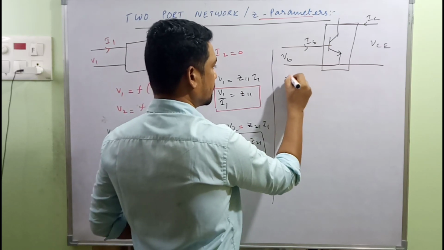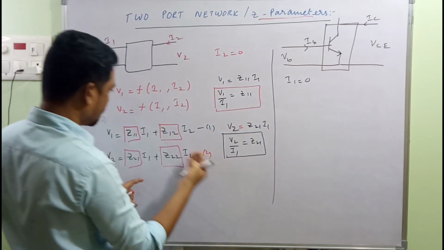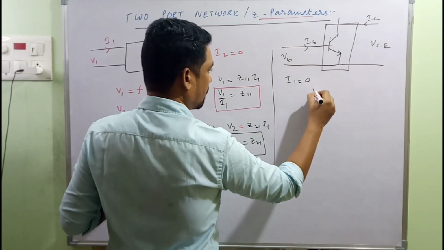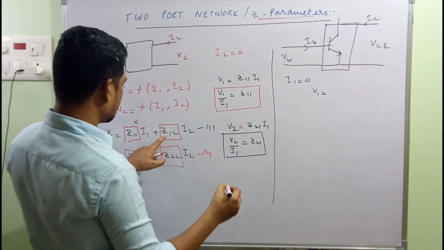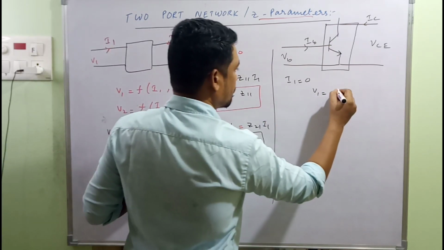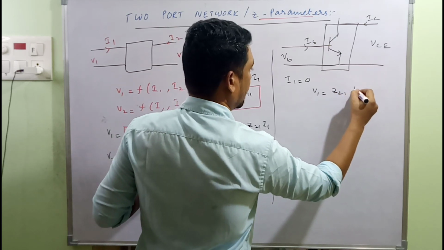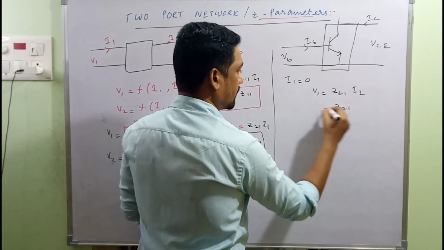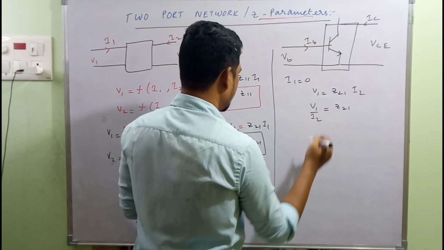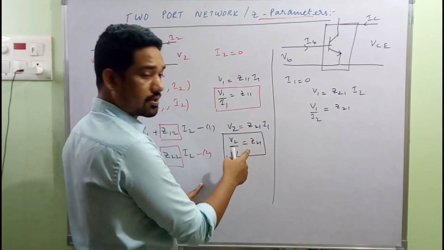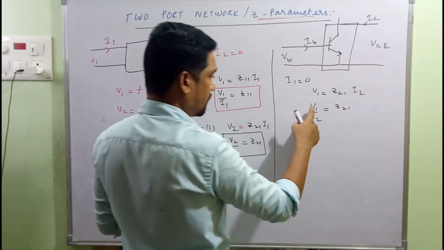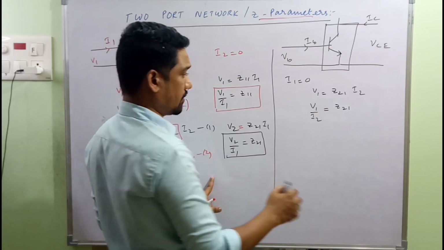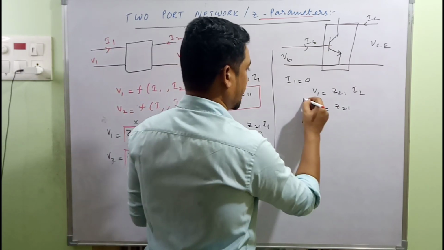When I1 is made 0, coming back to equation 1, this term will be 0 in this case. We have the expression V1 equal to, this becomes 0, so Z12 I2, and from this we have the third Z parameter, Z12, which is equal to V1 by I2. Guys, V2 by I1 is the forward transfer impedance, and V1 by I2 is the reverse transfer impedance, right? Another Z parameter over here.